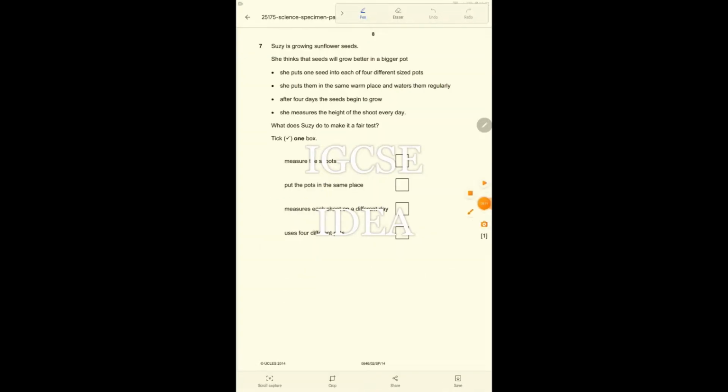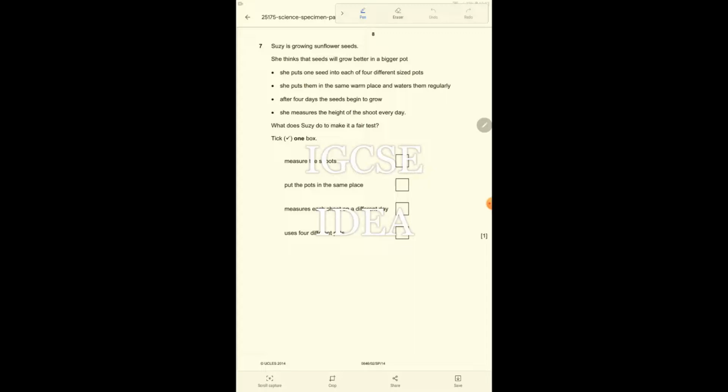Okay, question 7. Susie is growing sunflower seeds. She thinks that seeds will grow better in a bigger pot. She puts one seed in each of four different sized pots. She puts them in the same warm place and waters them regularly. After 4 days, the seeds begin to grow. She measures the height of the shoot every day. What does Susie do to make it a fair test?